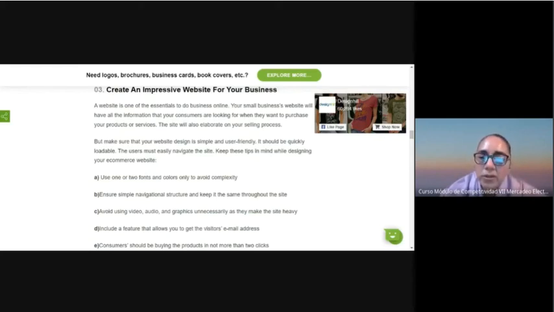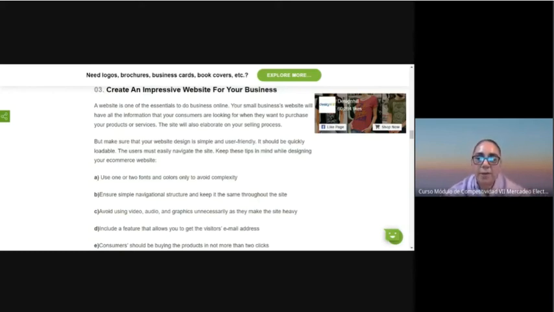The site will also elaborate on your selling process. On your website, you can get the information on your customers and the payment that they're going to use, but make sure that your website design is simple. And remember, it has to be really friendly for the user. This is really important, and it should also load quickly. The download has to be really fast. That's why you need a good host. The user must be able to navigate the site easily. Any customer doesn't want anything complicated. Keep these tips in mind while designing your electronic commerce website.